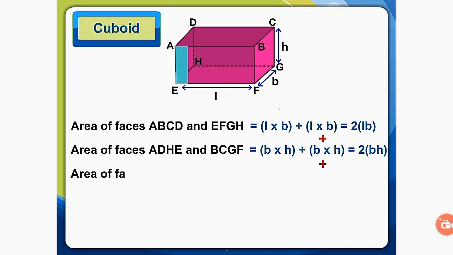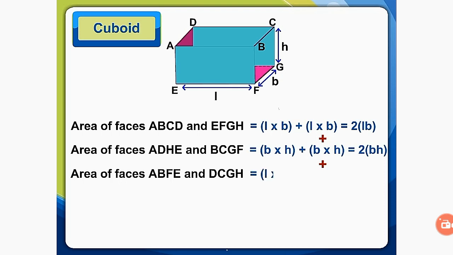Now we shall calculate the area of the faces ABFE and DCGH. It's nothing but the areas of front and back faces. So the dimensions that form the front and back faces are L and H. So areas of these two faces is equal to L into H plus L into H, which is equal to 2LH.